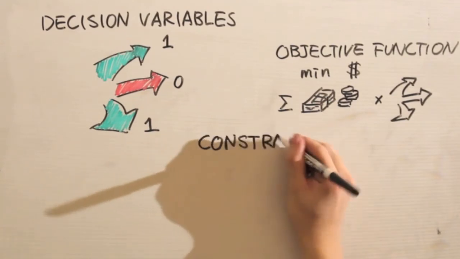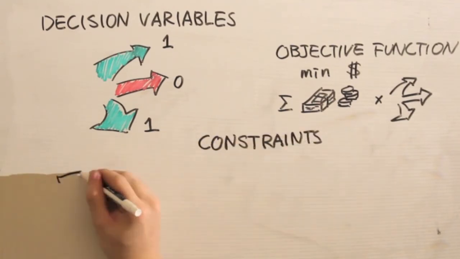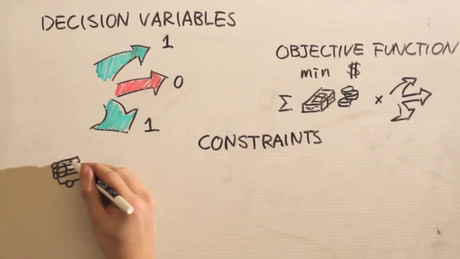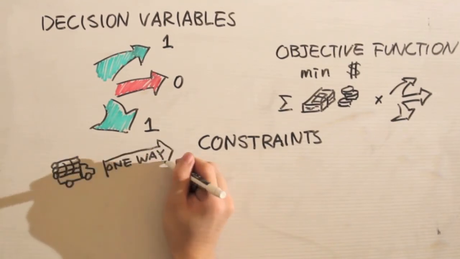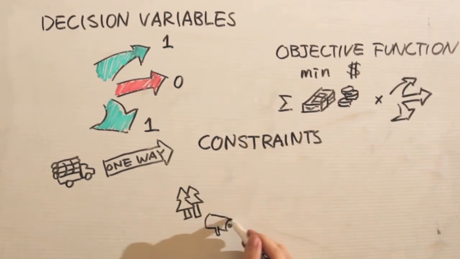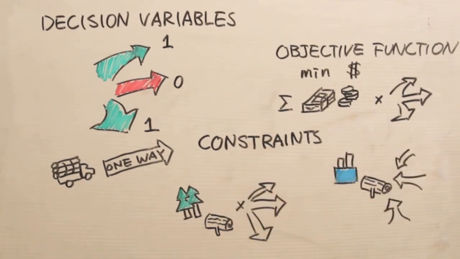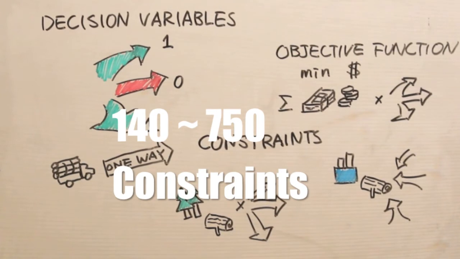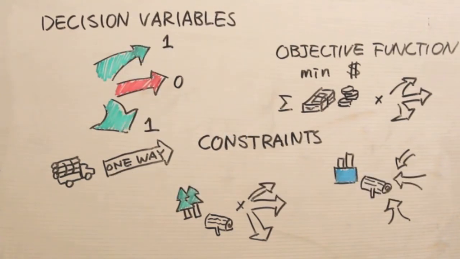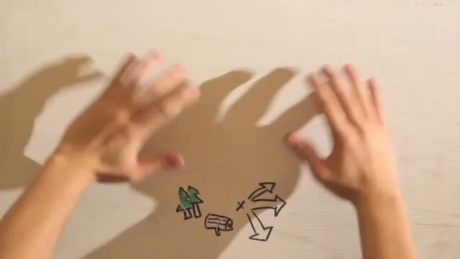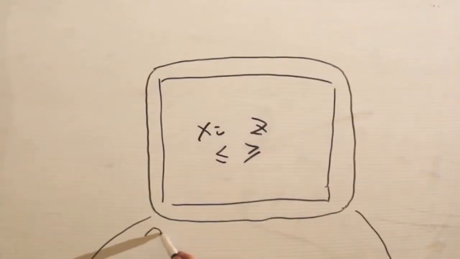There are also constraints which are relevant to the problem. Typical constraints include each truck must only take one route, the limitation of supply volume, which can be represented with the number of logs picked up multiplied by the route, and that the total demand is achieved. Since there are so many supply and demand points, we can get 140 to 750 constraints for the model. Now we have the variables, objective function, and the constraints. Let's find out the solution by inserting all the data into a computer.